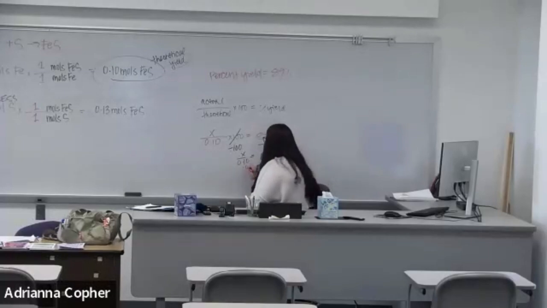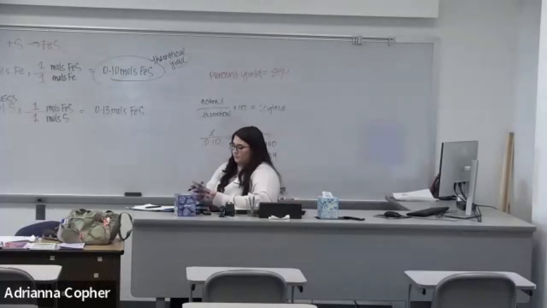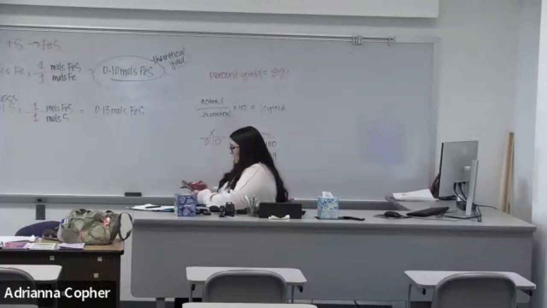Now we can multiply by 0.10 to try to get it out of the denominator. So our actual is 0.89 times 0.10, which is 0.089.